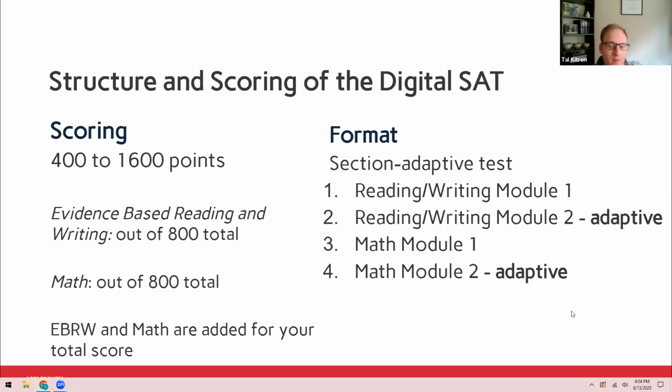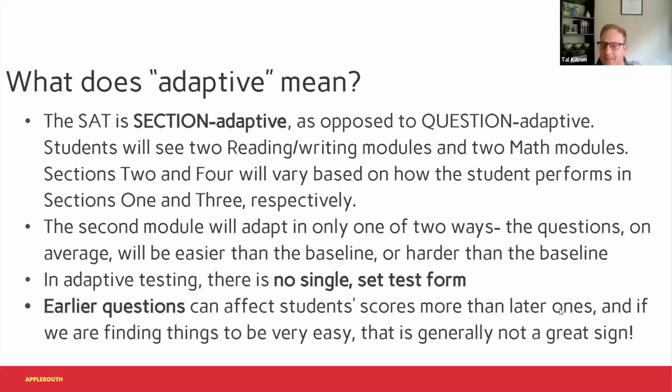And so I'll talk a bit more about what that means, because adaptive is kind of a newish thing as of the last couple of years. What it does not mean is, like on the first or third module, as you go from question to question, it's not going to change or adapt or get harder or easier within questions or within the section. Rather, it is section adaptive. And like I said, sections 2 and 4, so verbal module 2 and math module 2, are going to vary based on how you perform on sections 1 and 3, respectively.